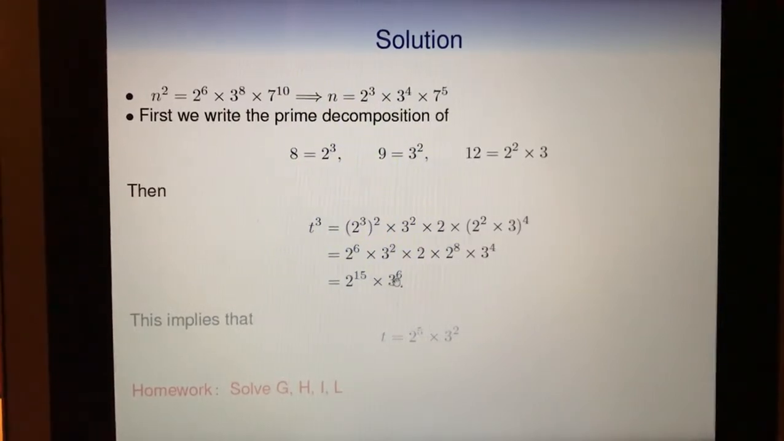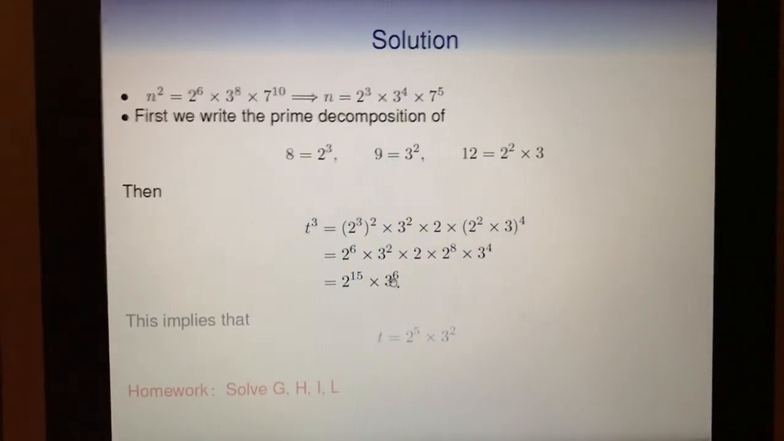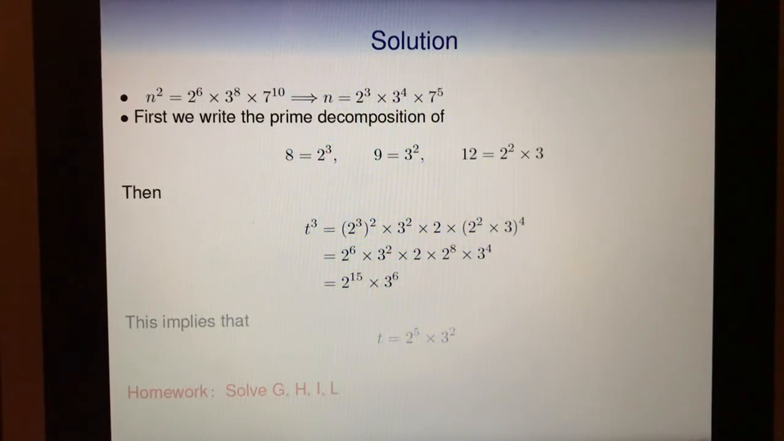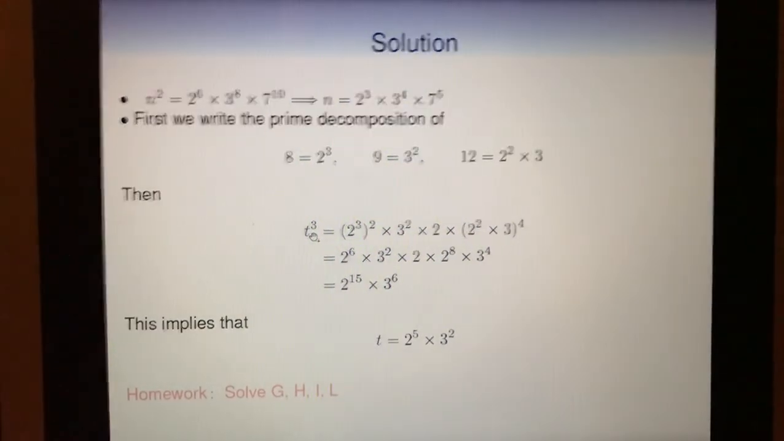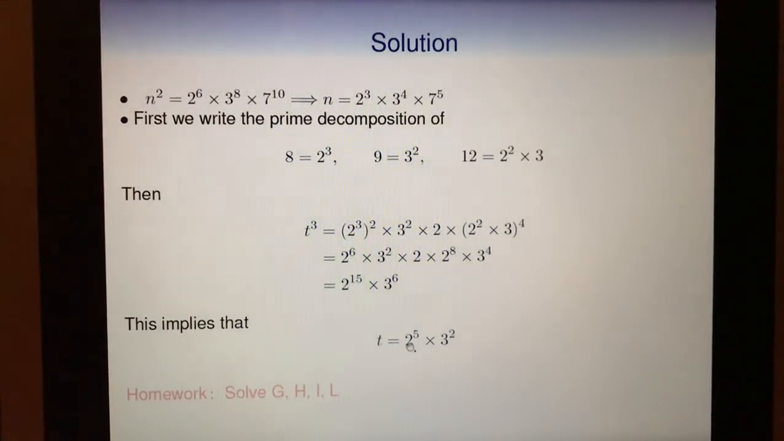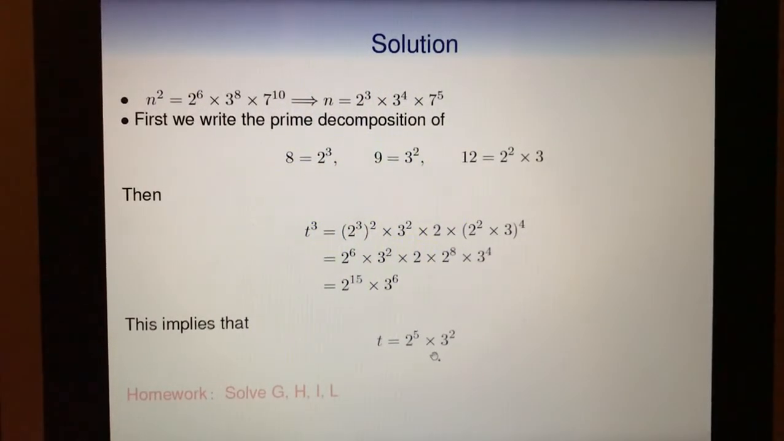The question is to write t in the form of prime factors. So you need to divide the powers by 3. 15 divided by 3 is 5. 6 divided by 3 is 2. Then the answer is t equals to 2 power 5 times 3 power 2.